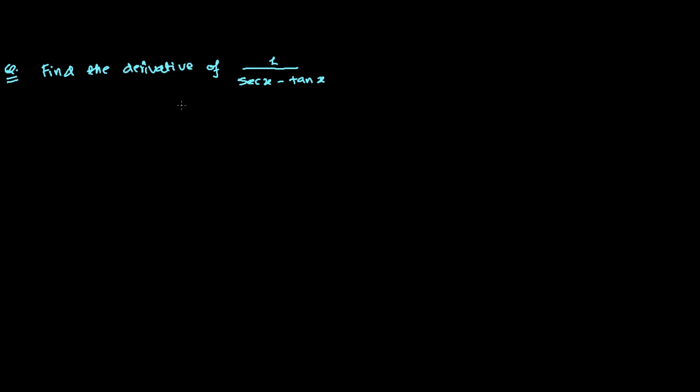Now we are going to find out the derivative of this trig function. Here we have 1 over sec x minus tan x. Let me suppose this is my function, y equals 1 over sec x minus tan x. To find the derivative of this function y, we have a very simple concept, just using u and v, and then we can solve it, right?